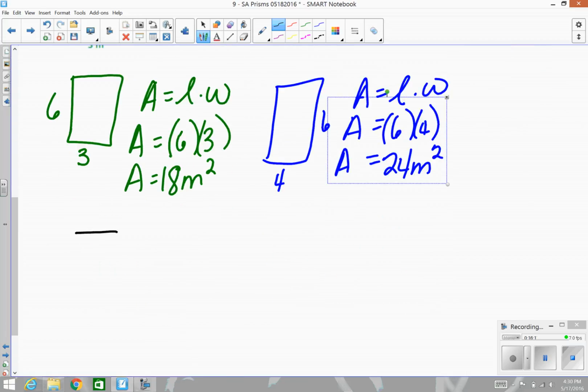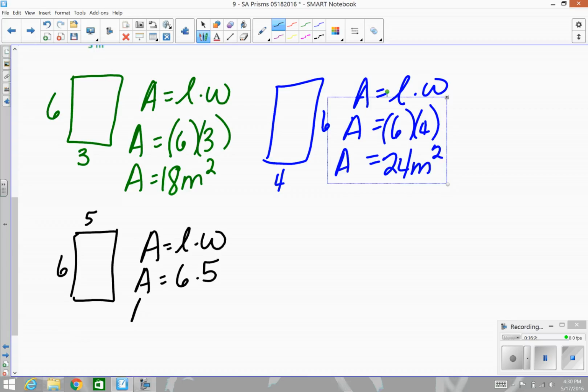So let's redraw that. 5 by 6. Here we go. Area equals length times width. Area equals 6 times 5. Area equals 30 meters squared.